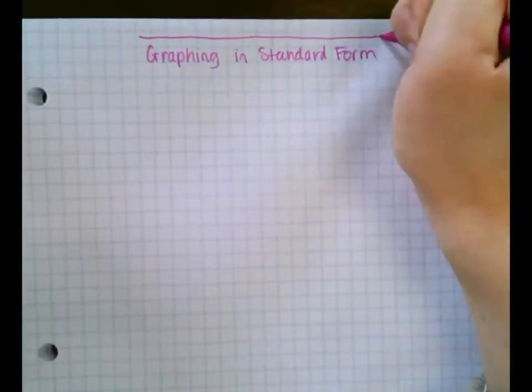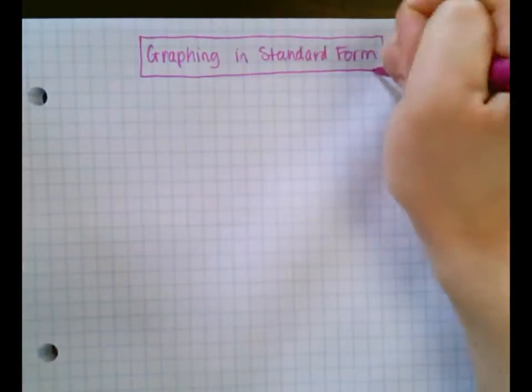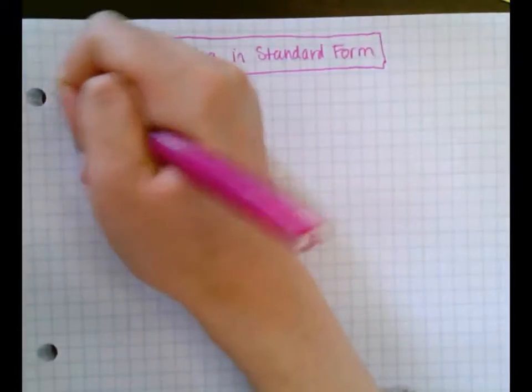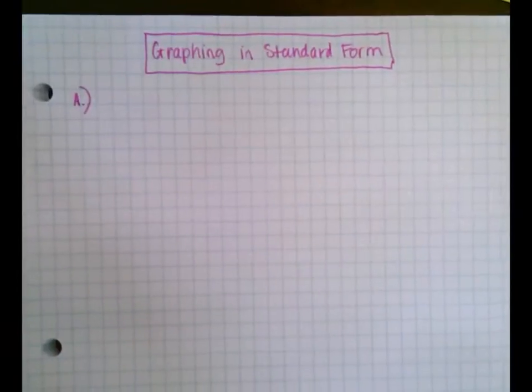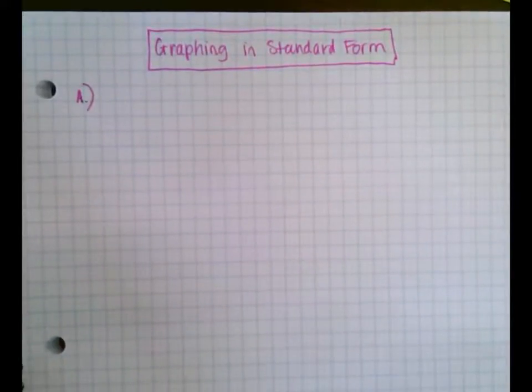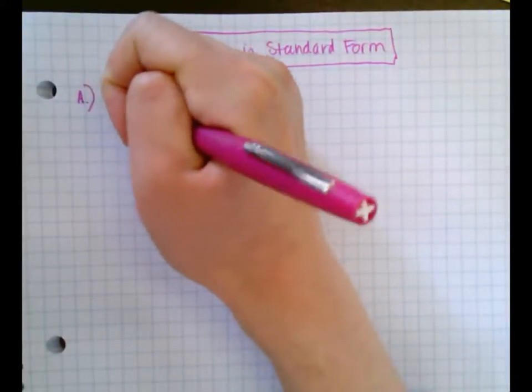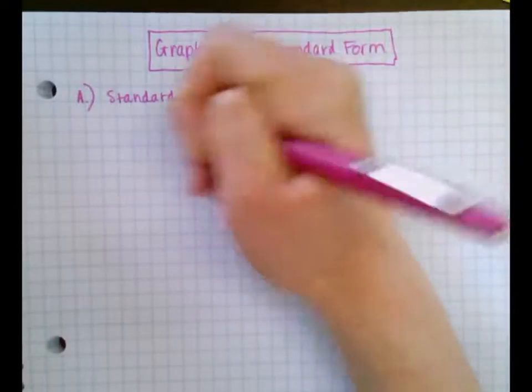Make sure you also add that to your table of contents. Okay, so the first part of the notes is we're just going to go over finding some basic characteristics of a quadratic function given the standard form of a quadratic function. And the standard form, first of all, you should be pretty familiar with it.